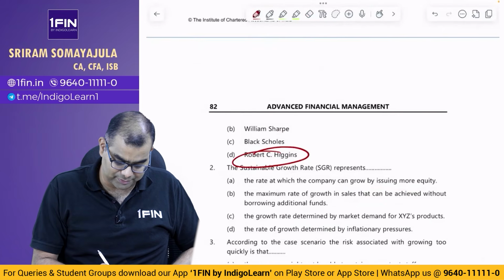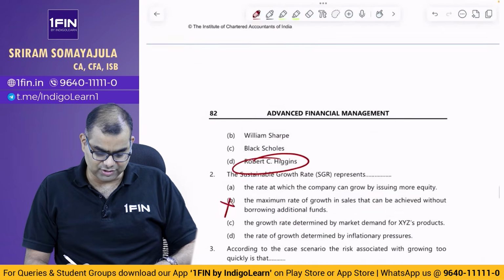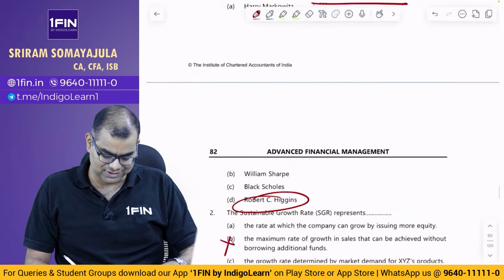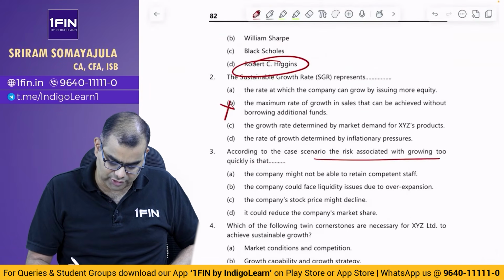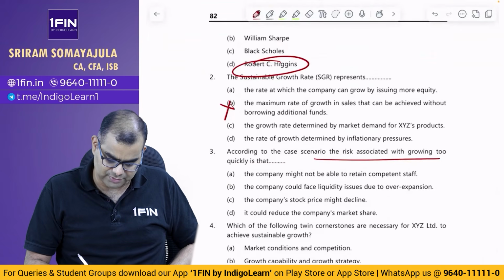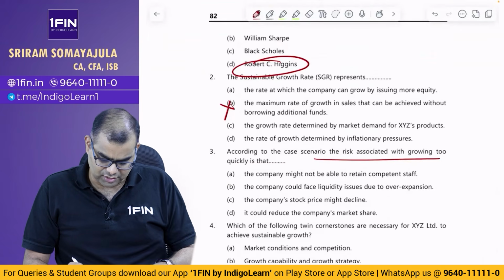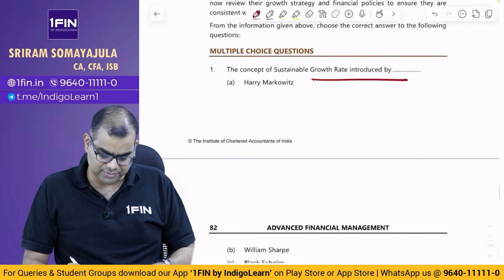I have not even read the case study because it was looking so big. I thought let me go down. Then according to the case scenario, risk associated with growing too quickly. What is the risk associated with growing too quickly? Not able to retain staff, could face liquidity issues, stock price might decline, reduce market share. I think due to liquidity, due to over expansion, but let us see.